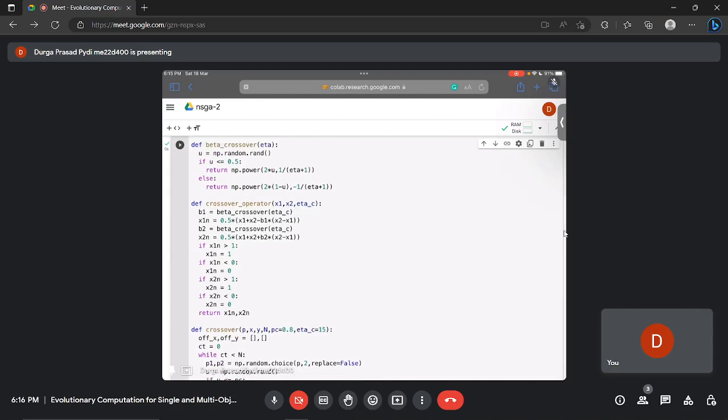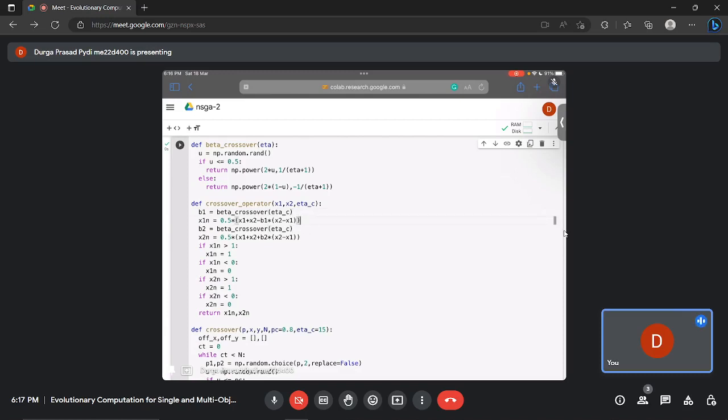This crossover in SGA2 is similar to the previous RGA. The name will be different, but you can use your own crossover operator. You can use any crossover operator of your choice. The others have used simulated binary crossover. Once you define b1 and b2, you get the new values of x1 and x2 using the same formulas.